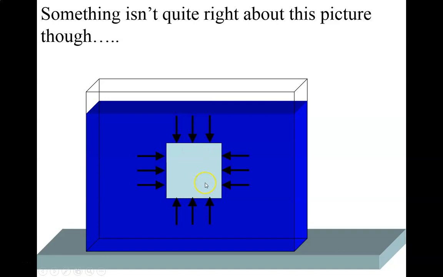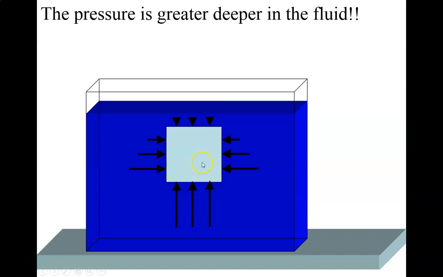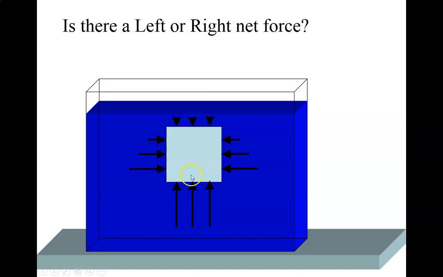The direction of the force from the pressure makes sense, but not the magnitude of the pressure. Where's the pressure the greatest? Underneath. The pressure is the weakest up top. It's the greatest underneath. And then on the sides, it gets greater as you go down. So is there going to be a left or right net force? Is this object going to get pushed to the left or to the right? No, because the left forces cancel with the right forces.